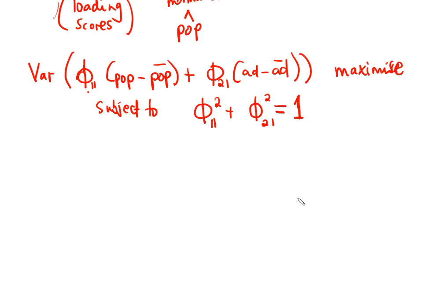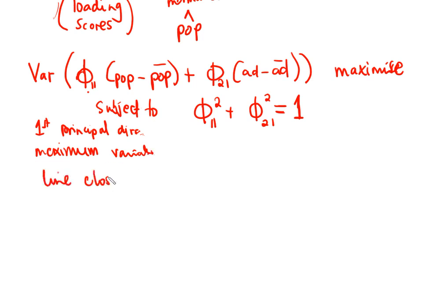In the next video, so here we said it is the maximum variability, right? We said our first principal component direction is the one with the maximum variability, right? Or we can just say it is the line closest to the data. It is the line that is closest to the data.